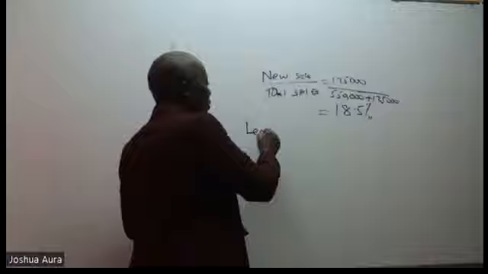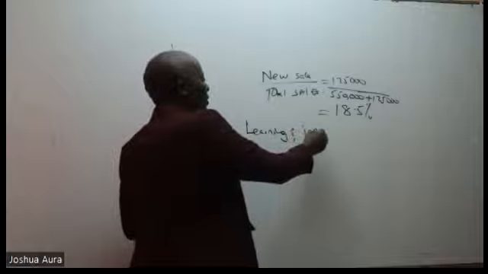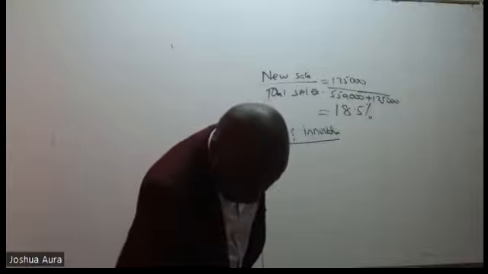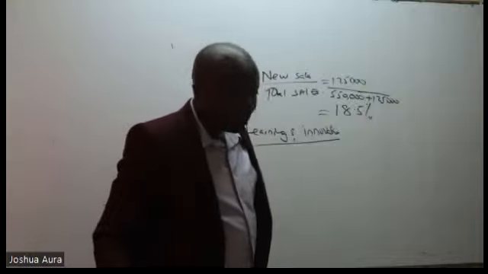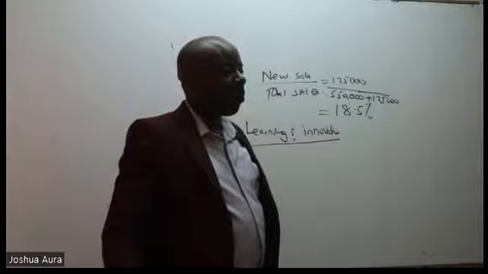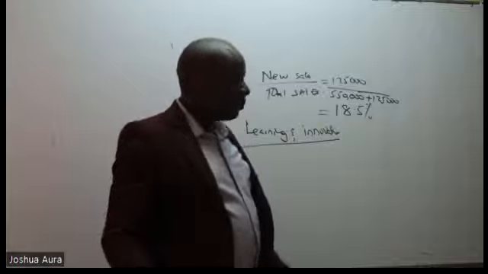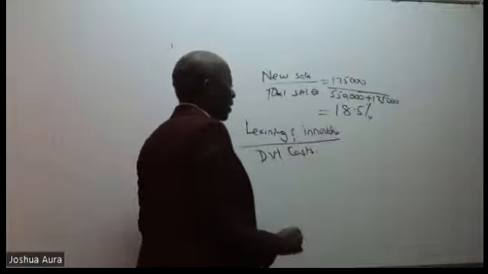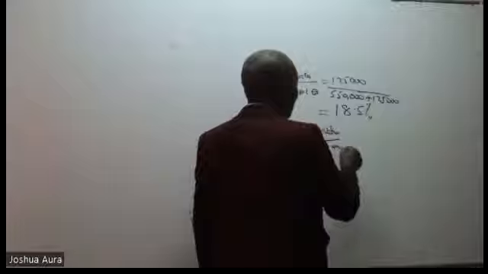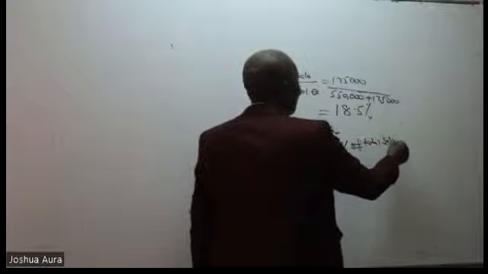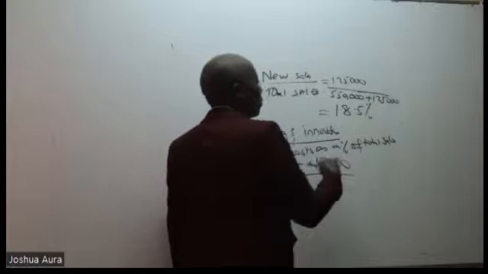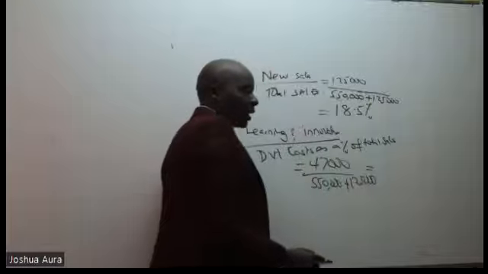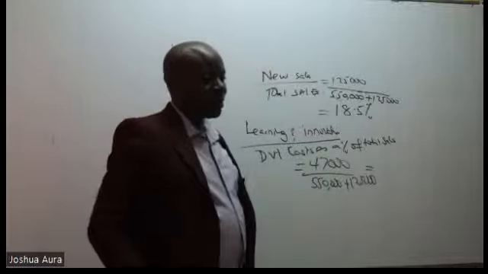Now, could we kindly go to learning and innovation? Under learning and innovation, what shall you bring here? Yeah, development cost, yes. Bring here development costs, as a percentage of total sales. So I can see 47,000 divided by total sales, 550,000 plus 125,000. What will these be equal to, somebody? Yeah, new development costs. You're right.